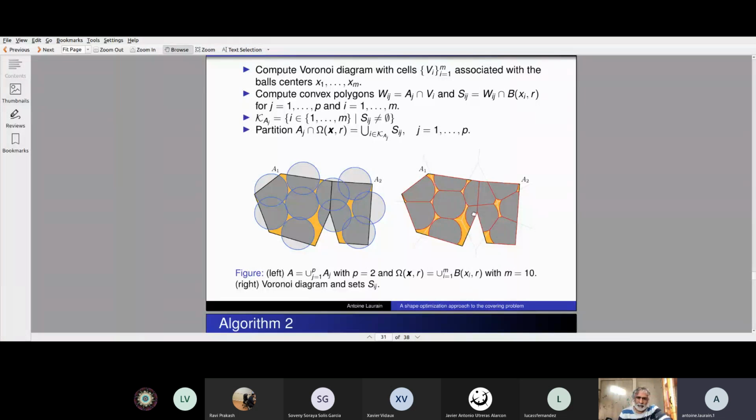Instead of a union of polygons, it could be a union of balls that you want to approximate. I think this would work also because you can compute the intersections. But for general shapes, I don't think it works this way. Yeah, thank you.